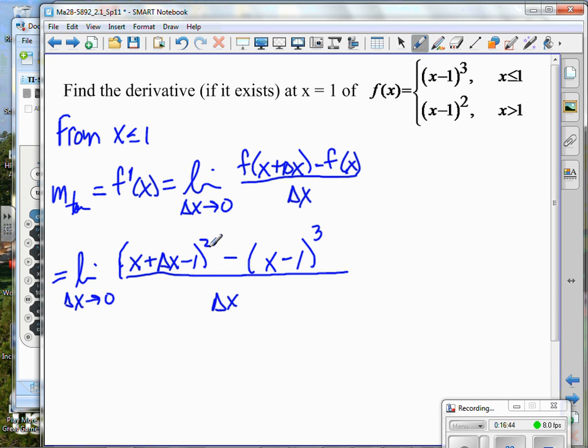Shouldn't that be a cube? Okay, because we're using the top piece. So thank you for correcting my work. Hopefully no one followed me on that, but we need to make that change.